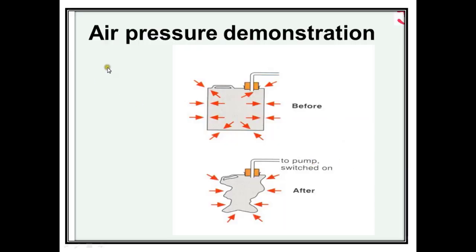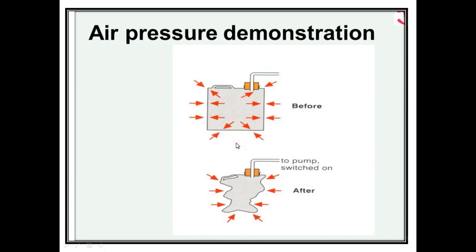Another thing we can discuss is how this air pressure can be demonstrated. Here is the picture showing a can which is connected with a vacuum pump, before the pump is switched on. The molecules are hitting the outside and inside of the can with equal pressure. We can see that the molecules hit with equal pressure from outside as well as inside the can.